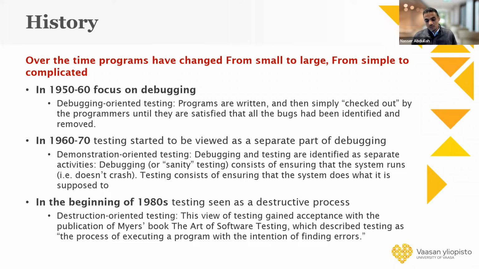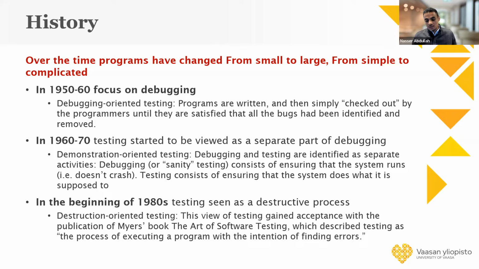So the first period, which is from the 50s to the 60s. In that time, testing was only debugging. If the software works well, there is no problem, there are no faults, so we can say it passes. It's a very simple thing. We just check if there are any errors, then identify the error and remove it.